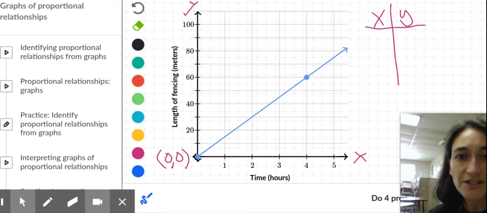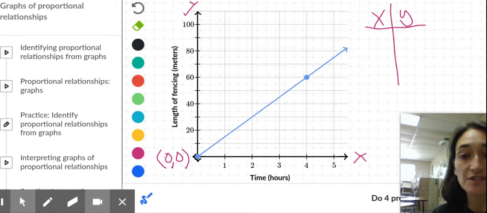Hey, I'm just going to go ahead and use this graph to demonstrate proportional relationships. Sometimes you're going to see graphs and you need to know if they're proportional or data tables.